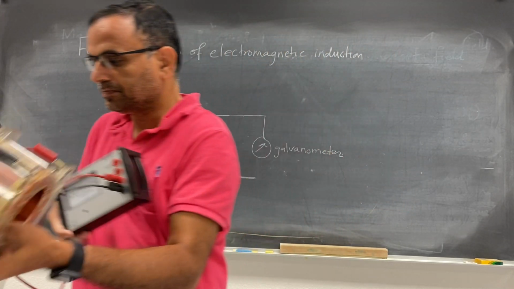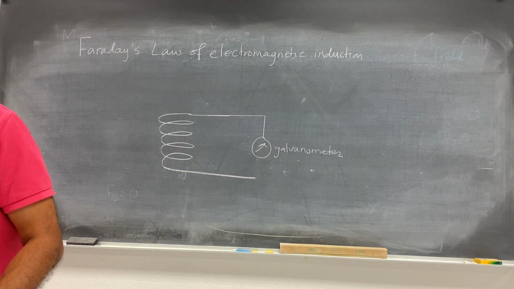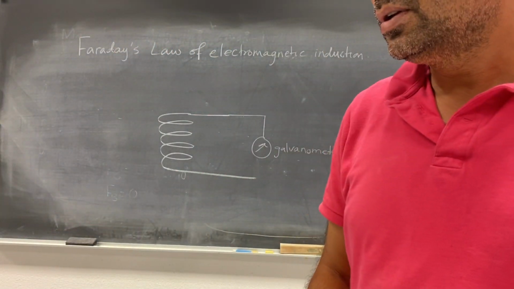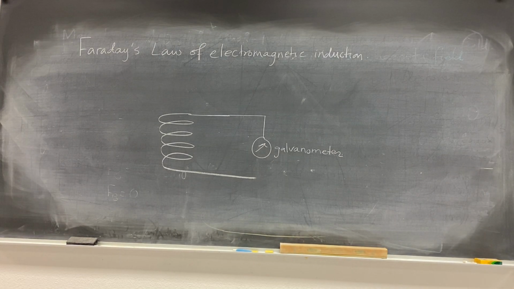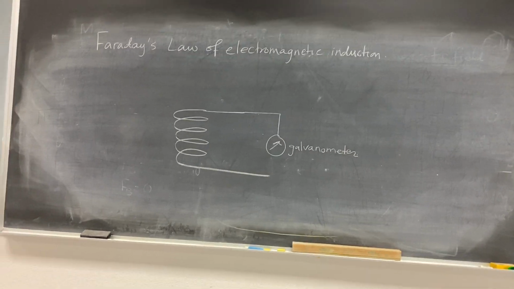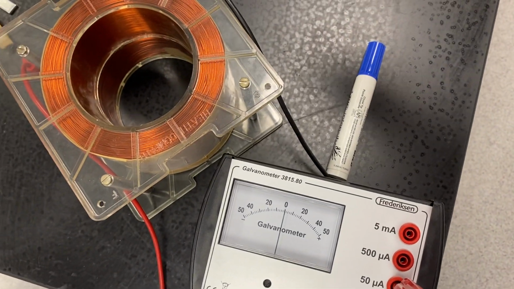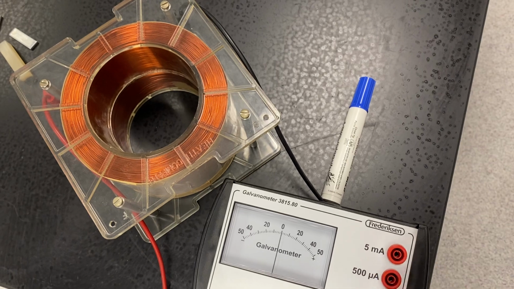But if I keep it stationary, let me show you a little bit better way. Right here, so you can see now. The circuit is complete and there is no current in the circuit. That is why you don't see the deflection. You see this is a coil, and here you have a galvanometer, no deflection. The needle is at 0.